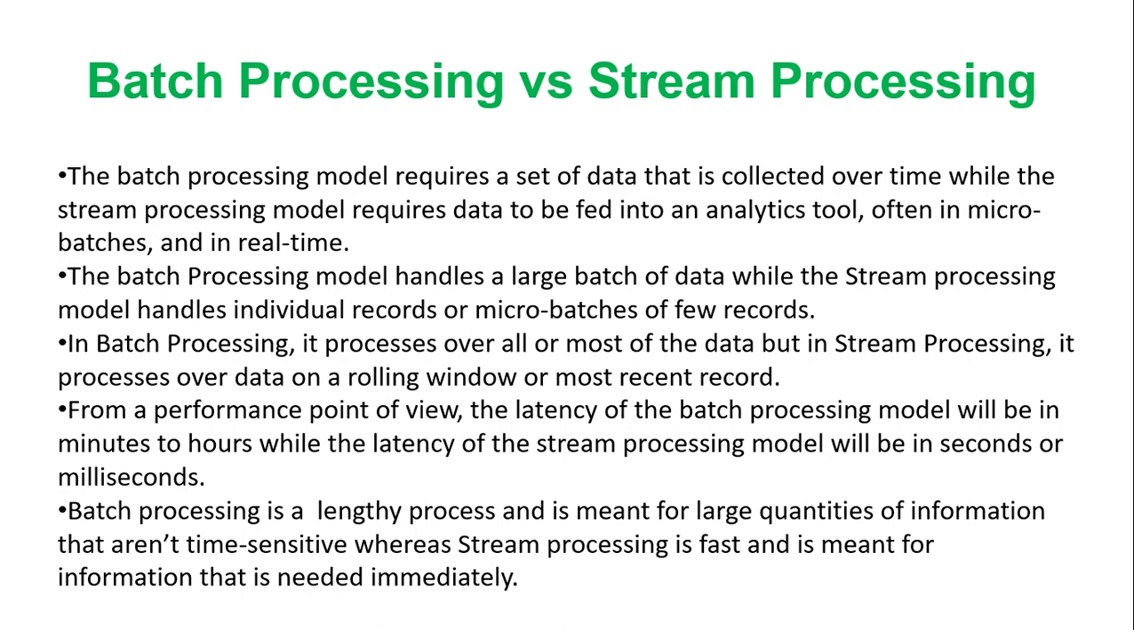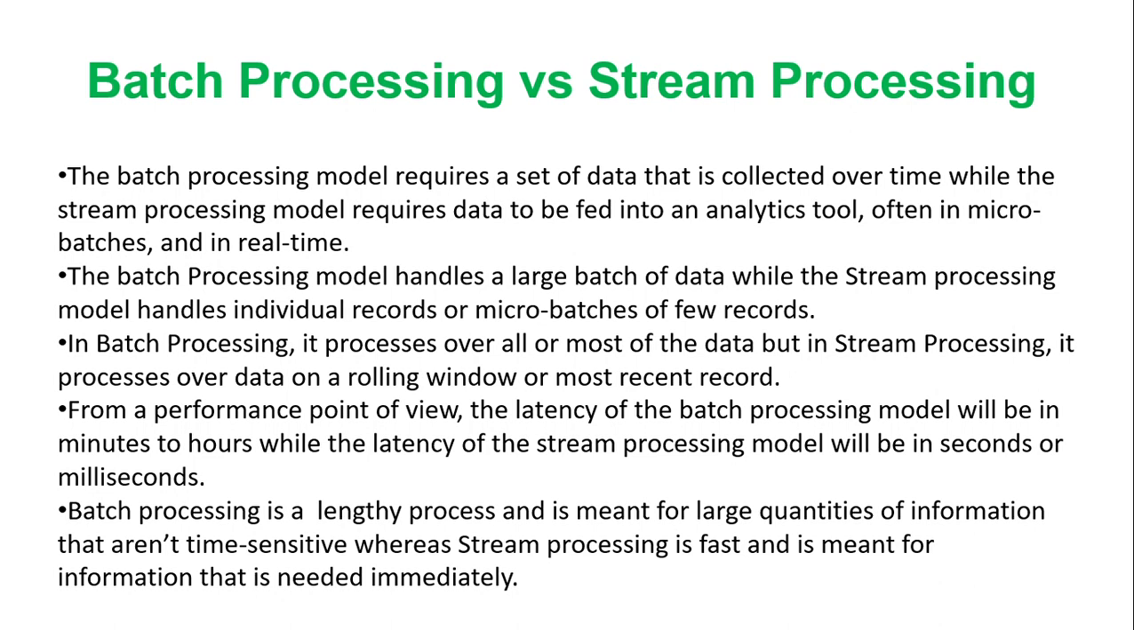The batch processing model requires a set of data that is collected over time, while the stream processing model requires data to be fed into an analytics tool, often in microbatches and in real time. The batch processing model handles a large batch of data, while the stream processing model handles individual records or microbatches for a few seconds. In batch processing, it processes over all or most of the data, but in stream processing, it processes over data on a rolling window or the most recent records.